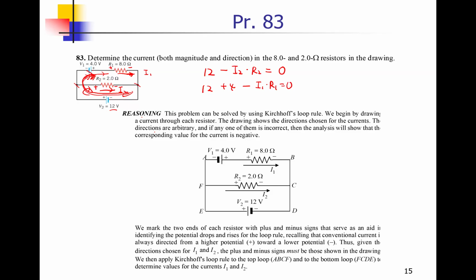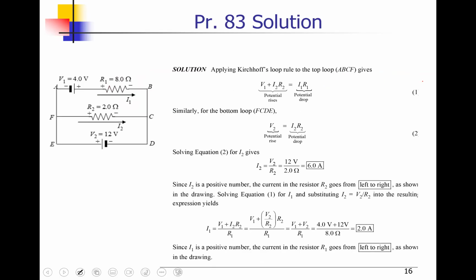Our R2 here is 2, so you have 12 minus 2 I2 equal to 0. So I2 will be equal to 6 amp. And then for R1, you have 16 minus 8 I1 equals 0. So your I1 is 2 amp. So that's 6 amp and 2 amp, and they are all from left to right.